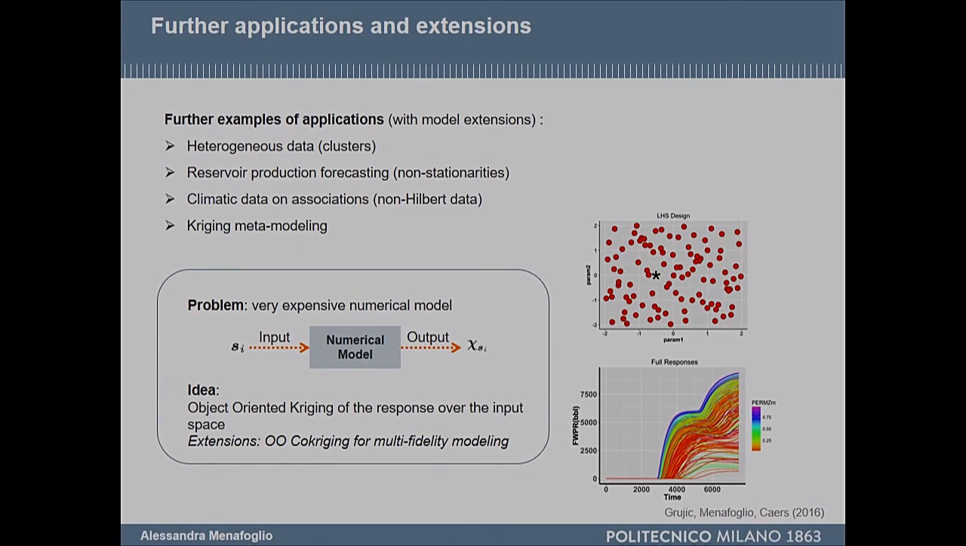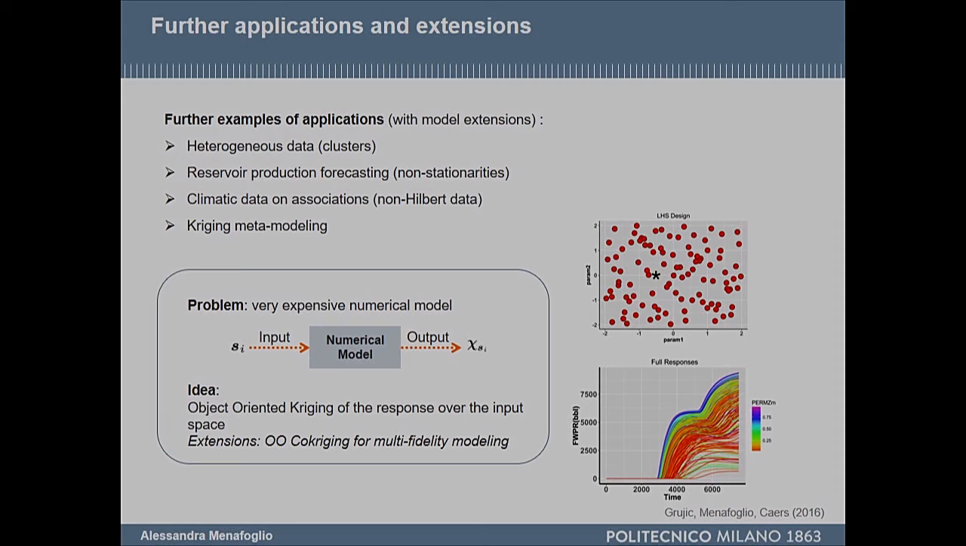Another application, which is a bit different from the ones that I showed before, is meta-modeling. Now, in this case, we don't deal with the physical space, but with a space of inputs. Imagine that we have a very expensive numerical model that may approximate a system of PDEs. We have an input that provides an output, which is complex, like this function. So if we could simulate this system for lots of inputs, we could characterize completely the kind of output that we can get.